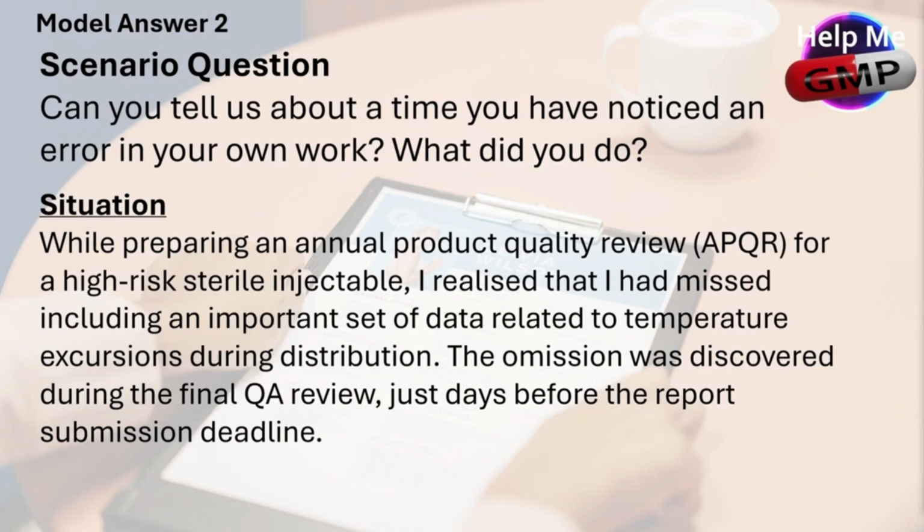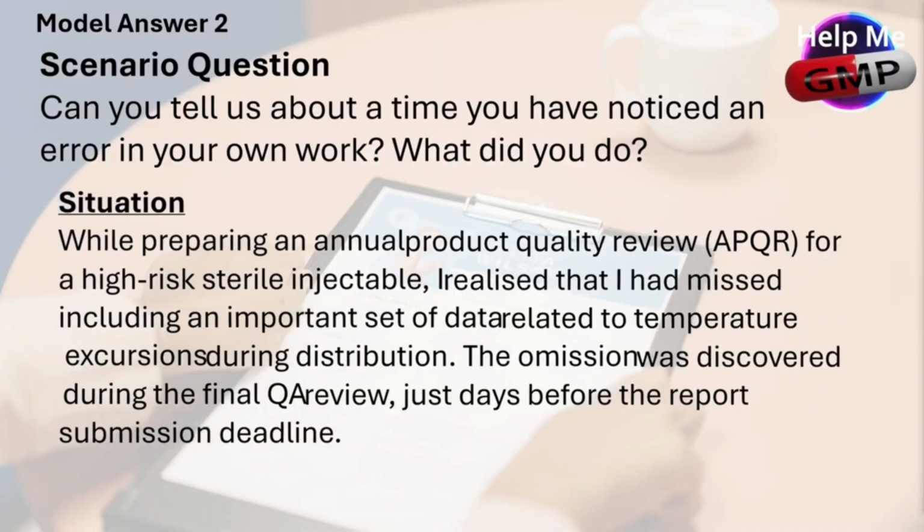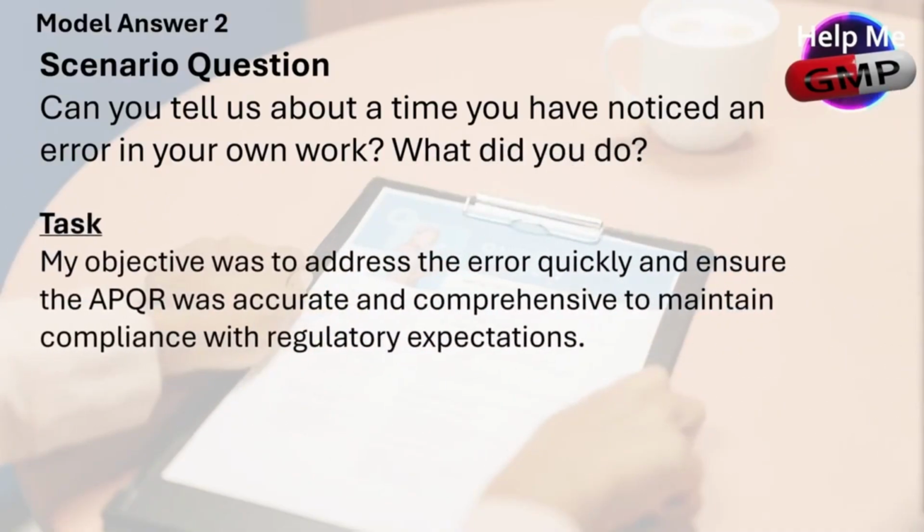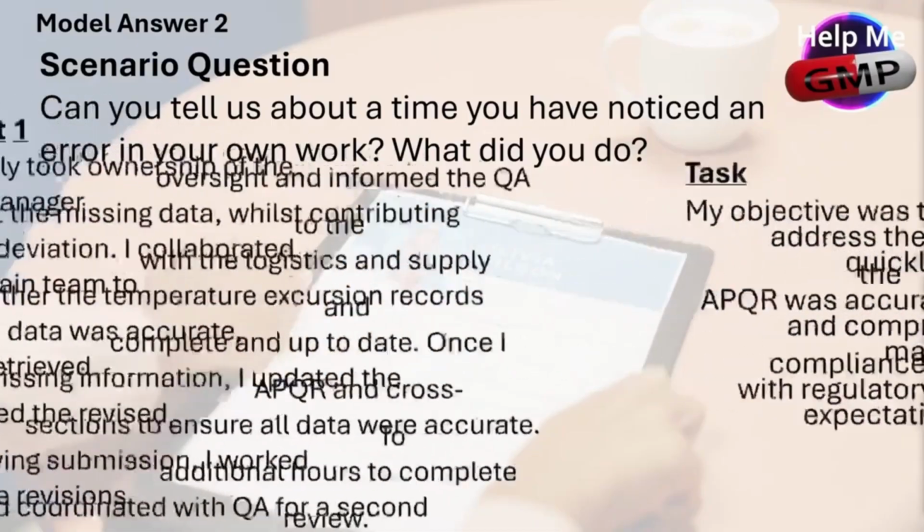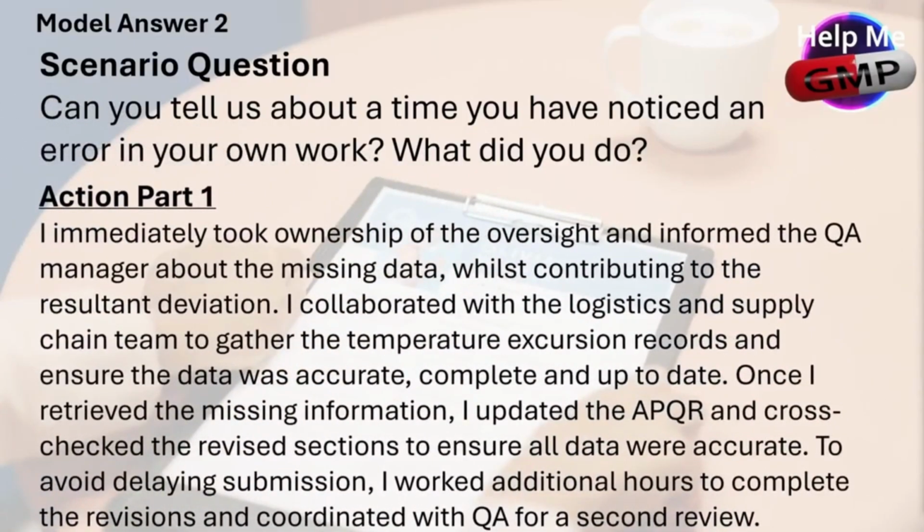The omission was discovered during the final QA review, just days before the report submission deadline. My objective was to address the error quickly and ensure the APQR was accurate and comprehensive to maintain compliance with regulatory expectations. I immediately took ownership of the oversight and informed the QA manager about the missing data, whilst contributing to the resultant deviation. I collaborated with the logistics and supply chain team to gather the temperature excursion records and ensure the data was accurate, complete, and up to date.